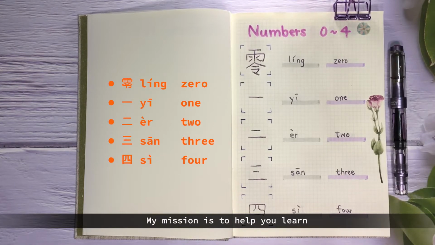My mission is to help you learn how to write traditional Chinese. In this video, I'll show you how to write from 0 to 4. They are 0, 1, 2, 3, 4.